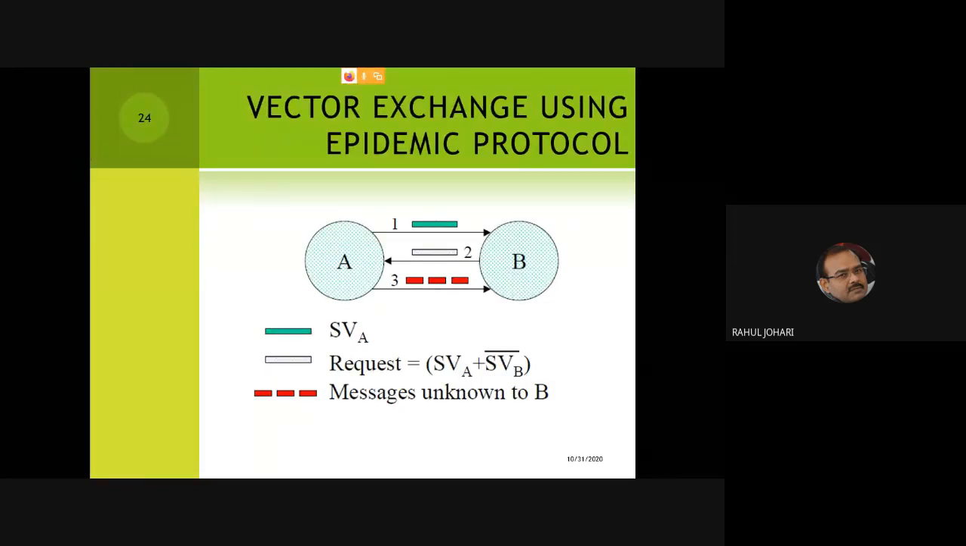So it doesn't want duplicate copies of the messages. Node A will carry out the computation and will only send those messages which are unknown to B. Node A has its own summary vector, plus it receives the complement of the summary vector of B, and then it finds out which messages it would like to send from node A to node B. So that becomes an efficient mechanism for routing messages.